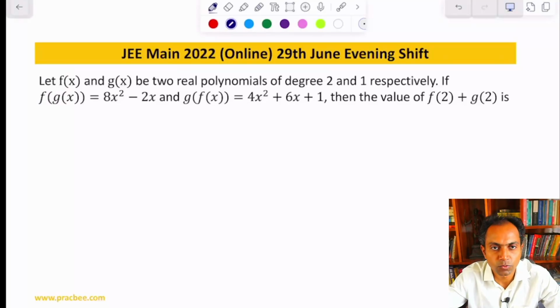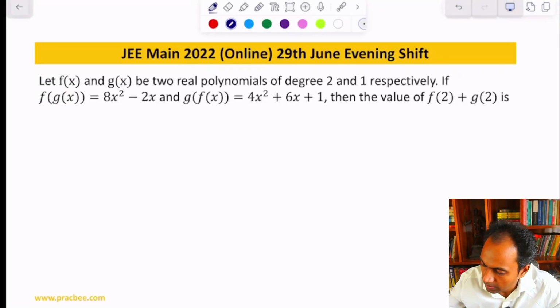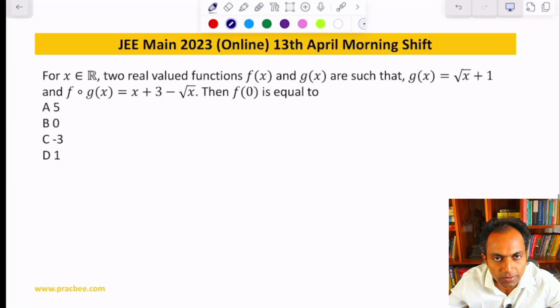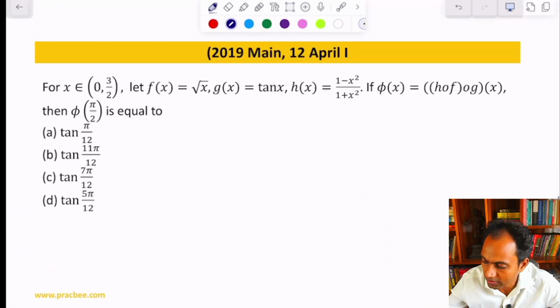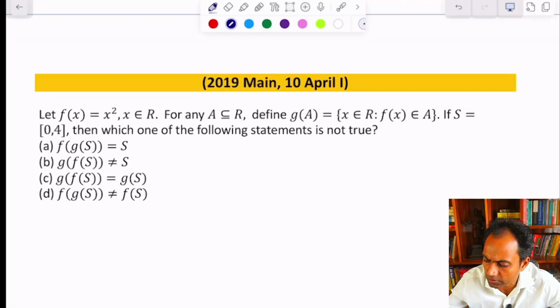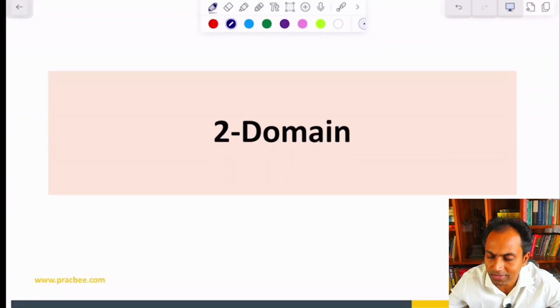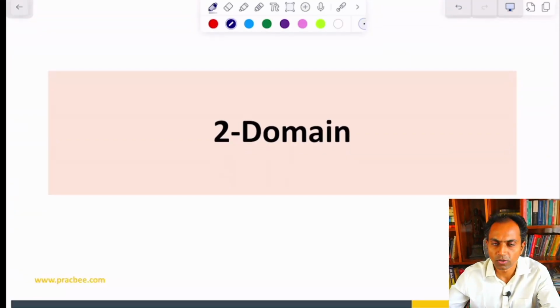Now a similar kind of question was asked in 2022 and again in 23 and again in 2019. So all of these are similar kinds of questions. If you know the basic understanding that I have told you, you might be able to handle all such questions. The second category of questions that are asked in composite functions are based on domain.